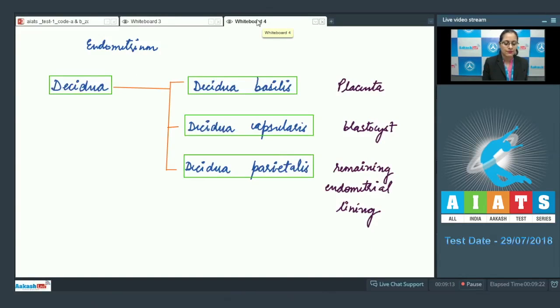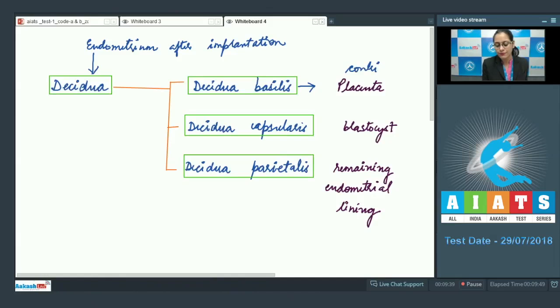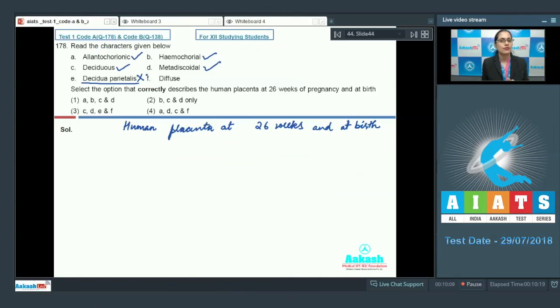What is decidua parietalis? Endometrium after implantation is temporarily known as decidua. And this decidua is divided into 3 parts: decidua basalis, decidua capsularis, and decidua parietalis. This decidua basalis contributes to form placenta. Decidua capsularis covers the blastocyst, whereas the last layer forms the remaining endometrium lining of the uterus. So this decidua parietalis doesn't contribute to placenta. Thus, it is not a character of human placenta.